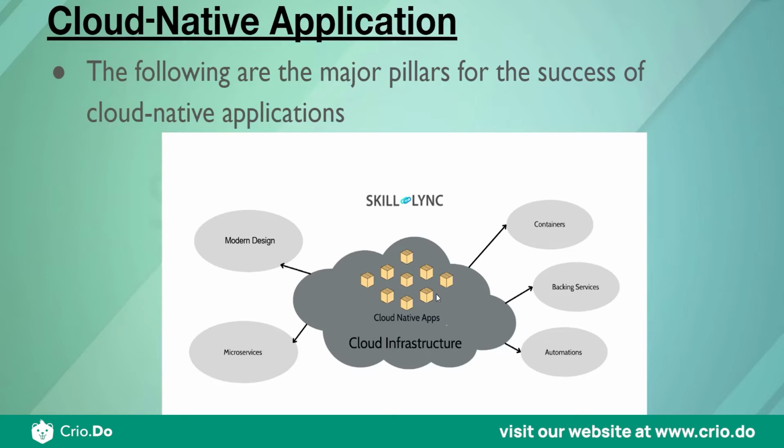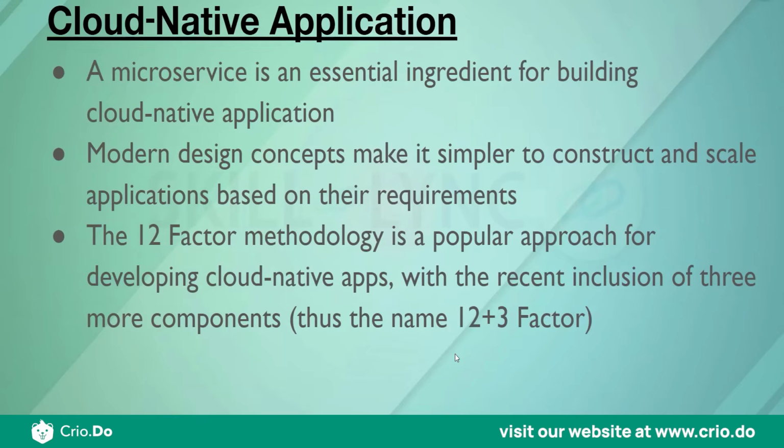And what is this cloud infrastructure over here? Because ultimately our cloud native application is going to be deployed in a cloud infrastructure. So that's why we say this is the cloud infrastructure. Meaning you could use any public cloud like Azure, Google, or AWS, or you can also have your private cloud, or you can also use a hybrid model. Let's understand each of these pillars now.